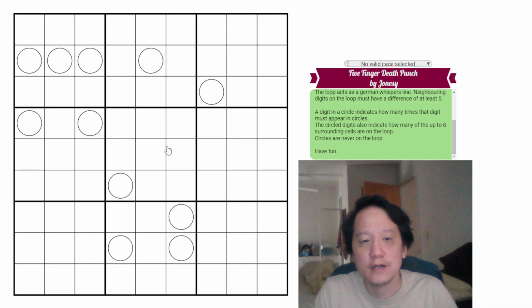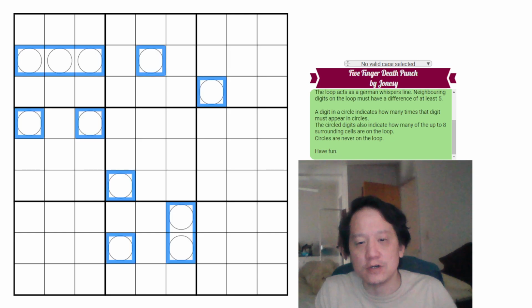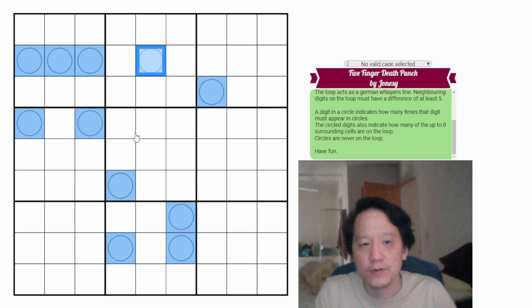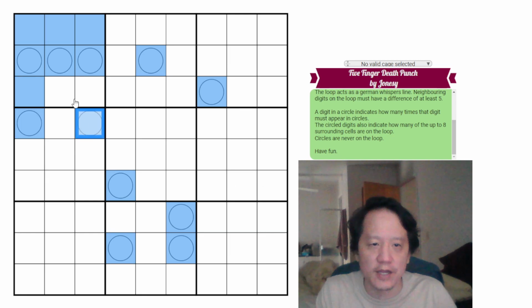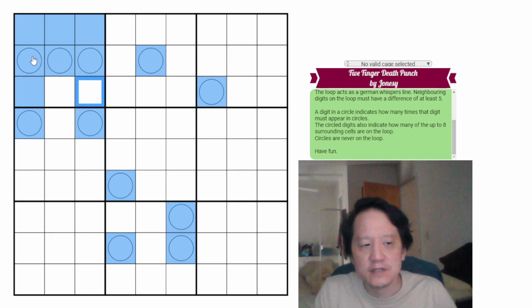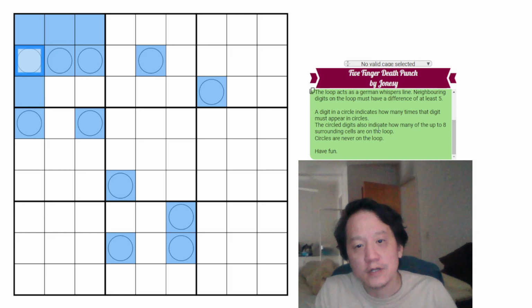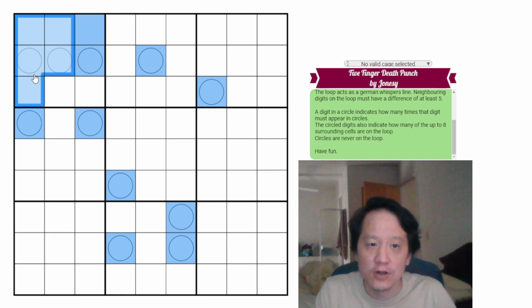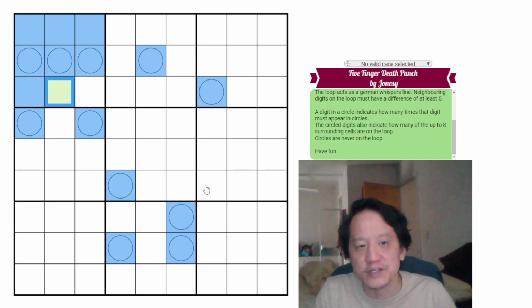Let's go. We can color these all gray, or maybe we would make them blue. So these are not on the loop. These obviously cannot be on the loop because it's a path to nowhere. This cannot be on the loop because if it enters here, it can't exit. But we know the circle digits indicate how many of the 8 surrounding cells are on the loop. This is a digit, and we know there's nothing here, so this has to have something next to it on the loop. Therefore, this has to be on the loop.